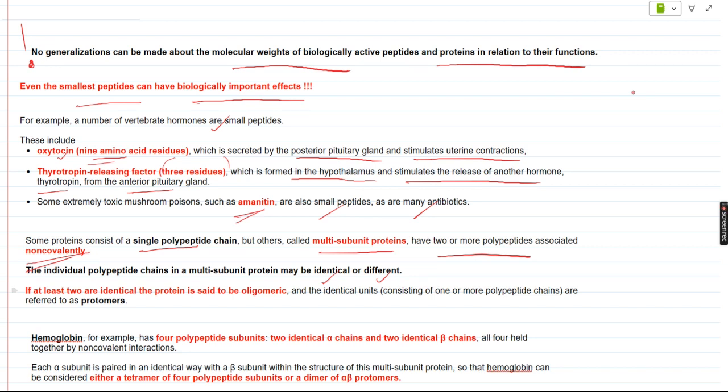If at least two are identical, the protein is said to be oligomeric, and the identical units consisting of one or more polypeptides are referred to as protomers. I want these keywords to be well remembered because there can be various assertion-reasoning based questions, comprehension based questions, and even, if you're lucky, a recall question. So if at least two are identical, the protein is said to be oligomeric because it's a multi-subunit protein, and the identical units that consist of one or more polypeptide chains are referred to as protomers.